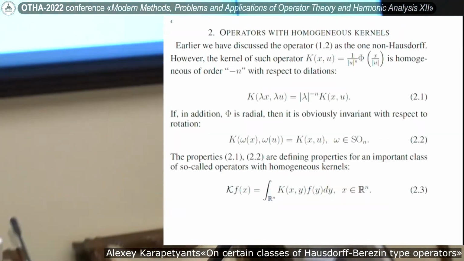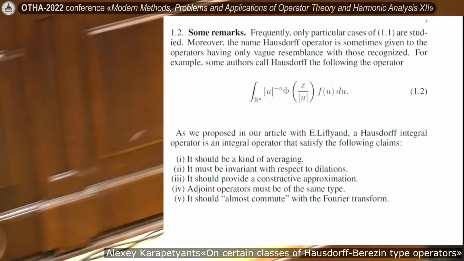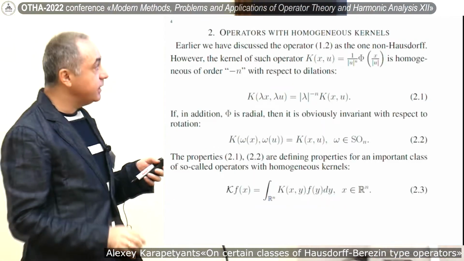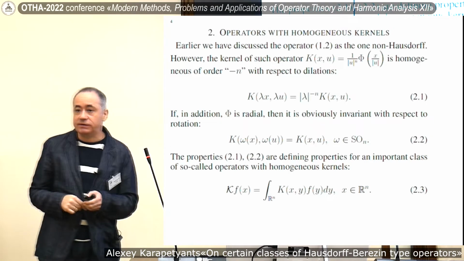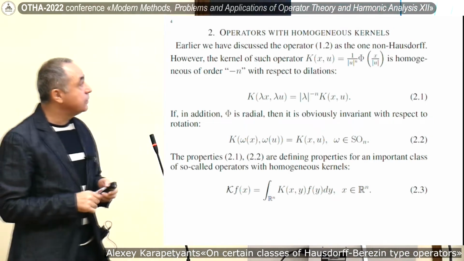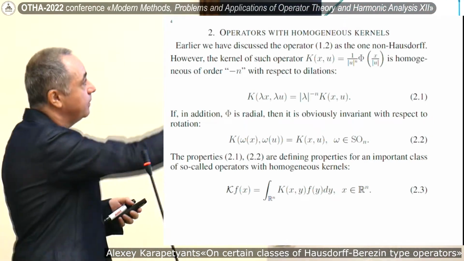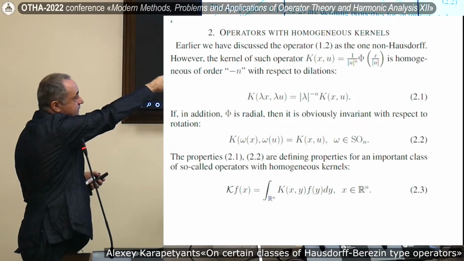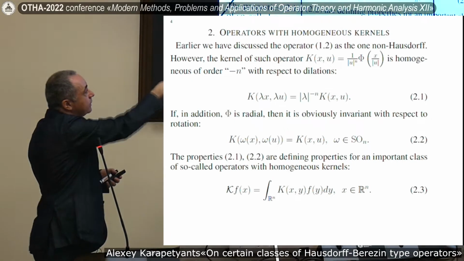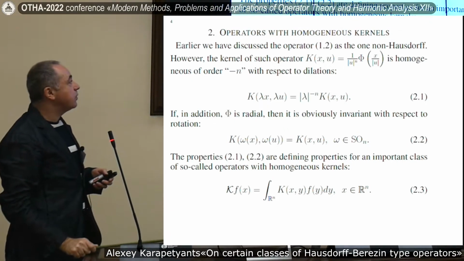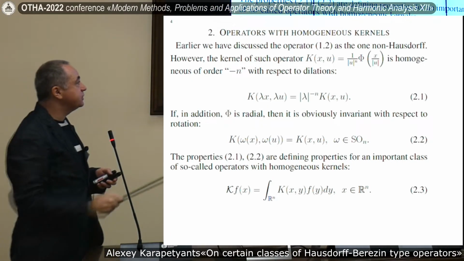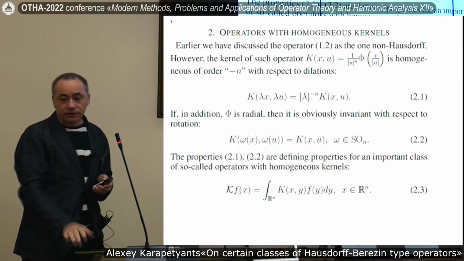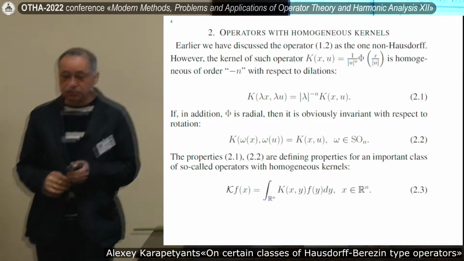Okay, now, as I said, this basically is not a Hausdorff operator 1.2, but an operator with homogeneous kernel. And the general definition for an operator with homogeneous kernel is here. So, homogeneous of power minus n. It should satisfy 2.1, the homogeneity property with power minus n, and should satisfy the rotation property. So in this case, people call them operators with homogeneous kernels.